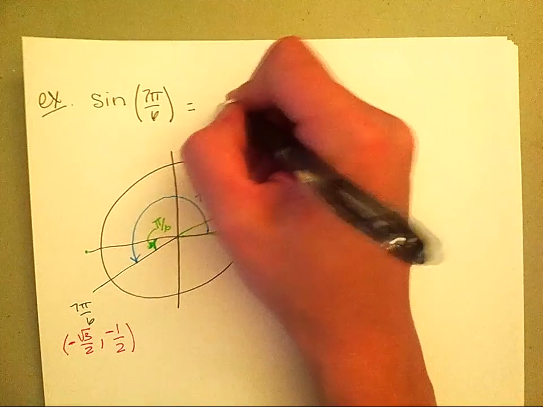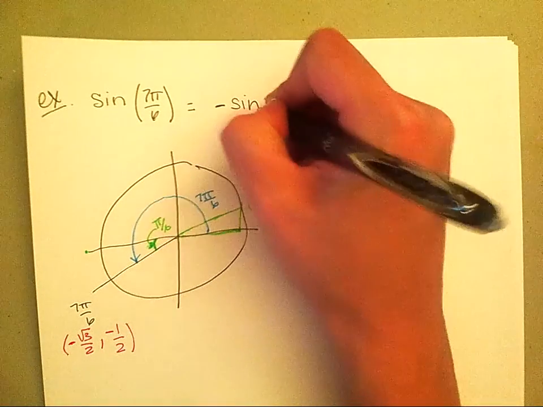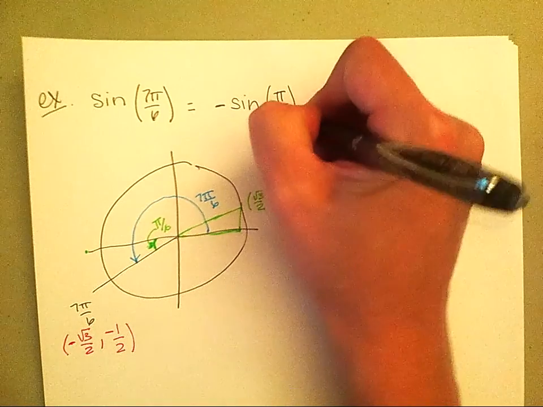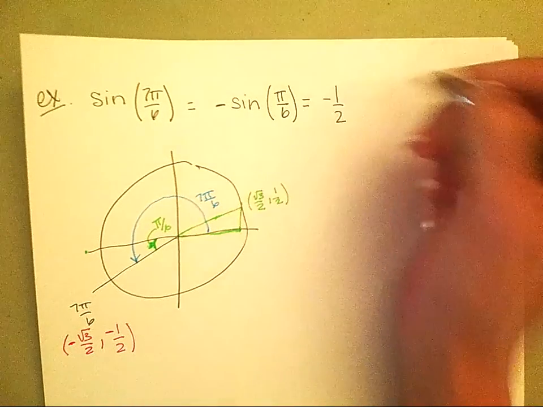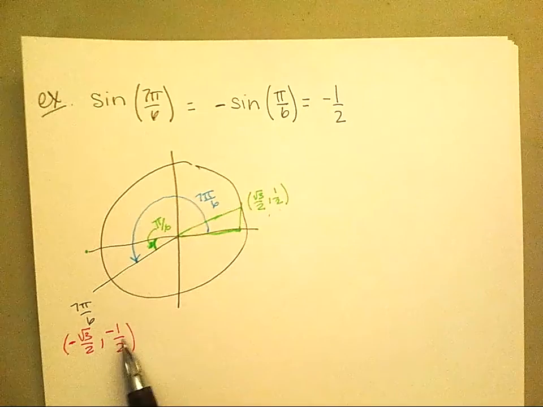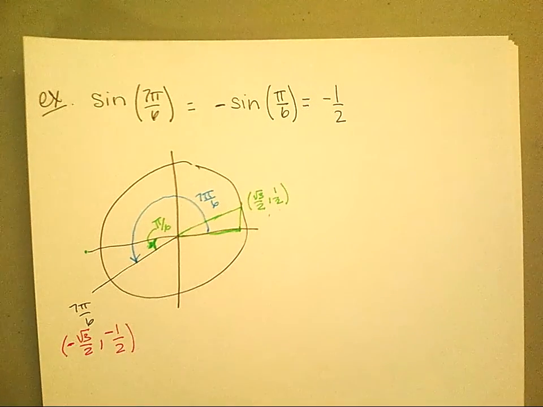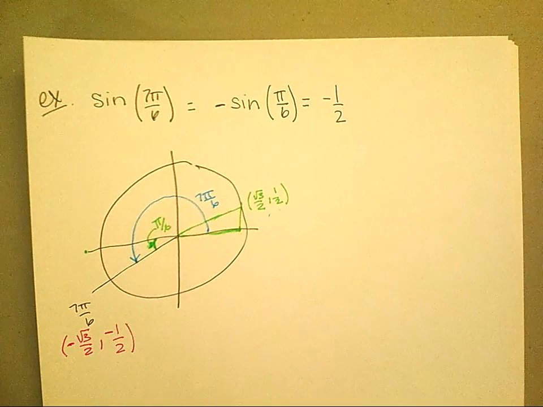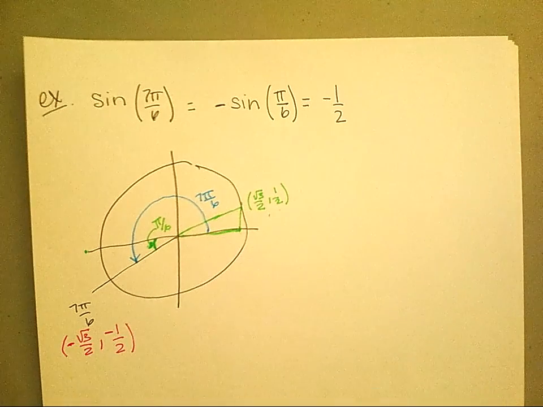So in this way, the sine of 7 pi over 6 is equal to the opposite of the sine of pi over 6, which is negative 1/2. So the sine of pi over 6 is 1/2. The negative of that is negative 1/2. So this is what they're talking about in your homework when they ask you for the reference angle.